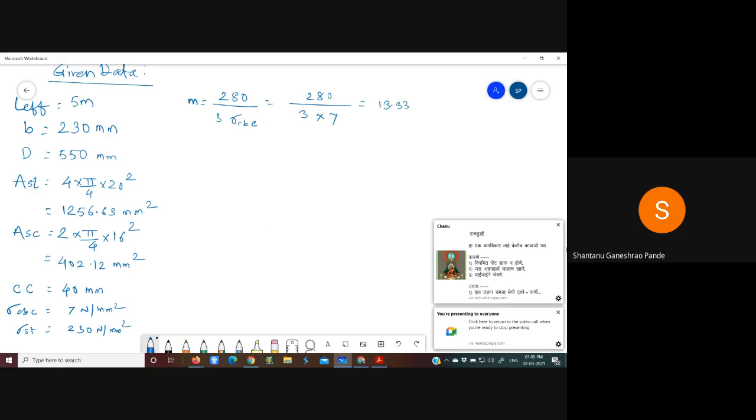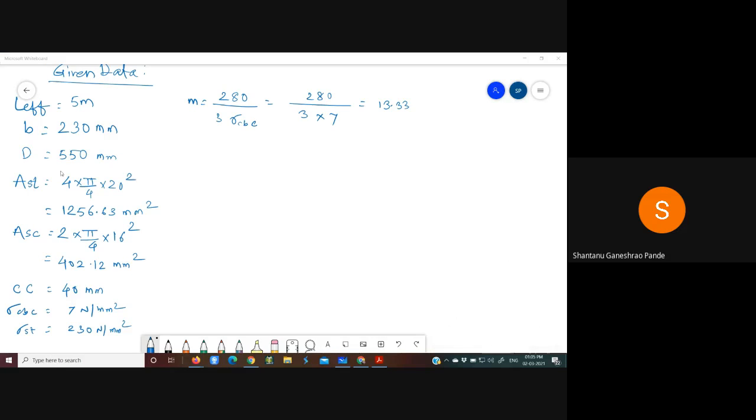So I will just revise the given data. The effective length, this is a simply supported span of 5 meters, width 230 mm, overall depth 550 mm. AST is given as 1256 mm square, ASC 402.12 mm square, then clear cover is given as 40. Sigma CBC for M20 grade of concrete from table 21 is 7 MPa, and sigma ST for Fe415 from table number 22, IS 456, is 230 MPa. So we have to find out the moment of resistance and the safe load carrying capacity of the beam.